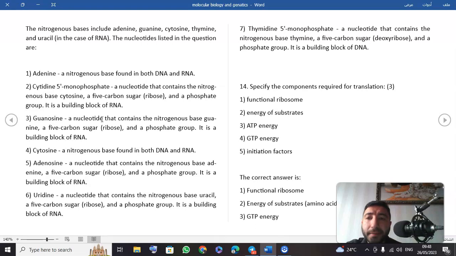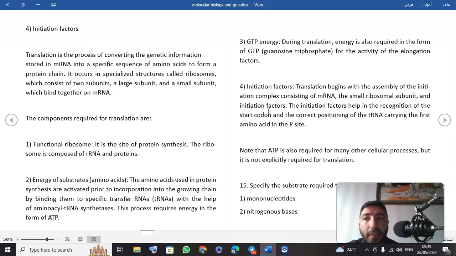Question number 14. Specify the components required for translation. The correct answer is, first of all, a functional ribosome, as well as energy substrates, amino acids, and GTP energy. As well, the initiation factors.